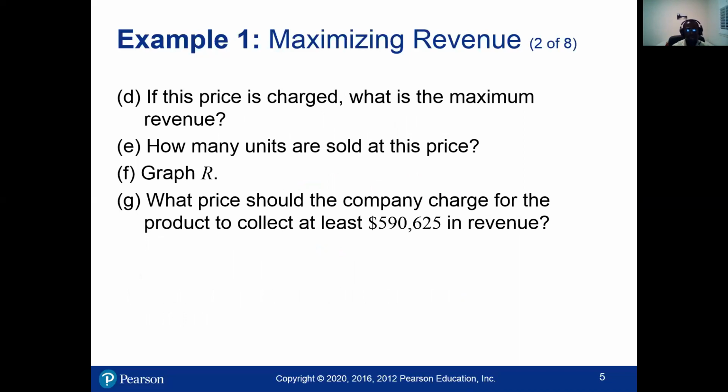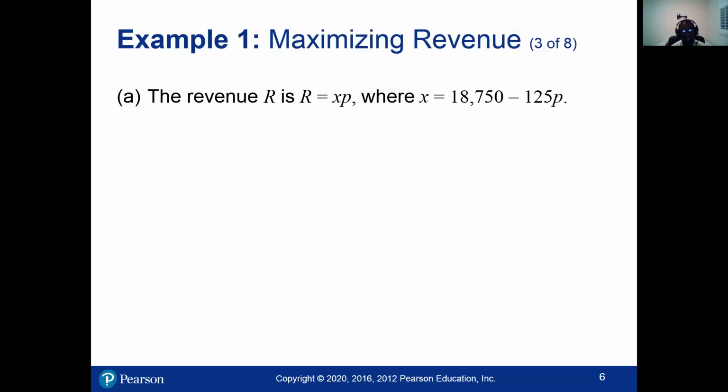And then we want to graph R, find the X and Y intercepts and what's happening since we know the domain. And then lastly, what price should the company charge for the product to collect at least 590,625 in revenue? Okay, so if the company wants to get this revenue, all right, what price must be charged for this calculator, or that item? All right, so here are the solutions.